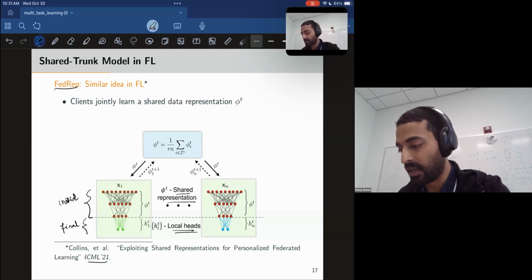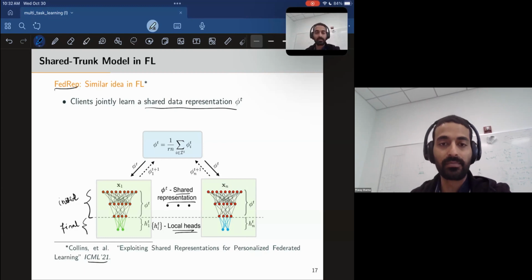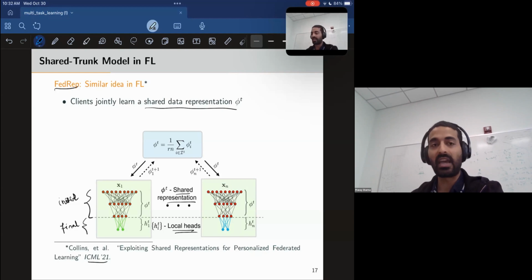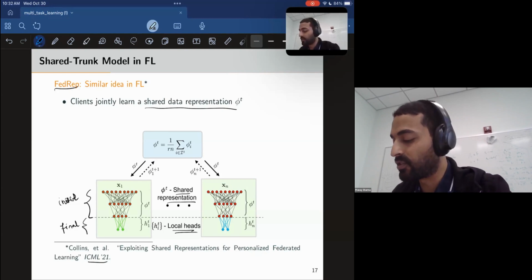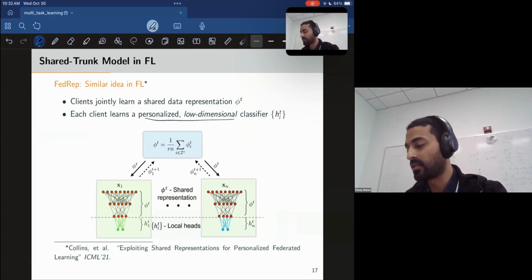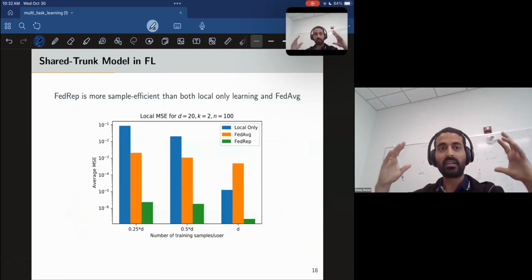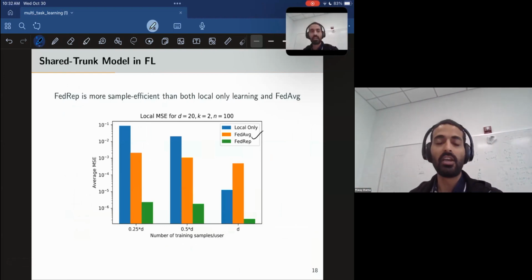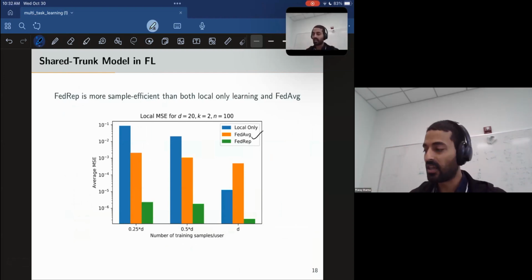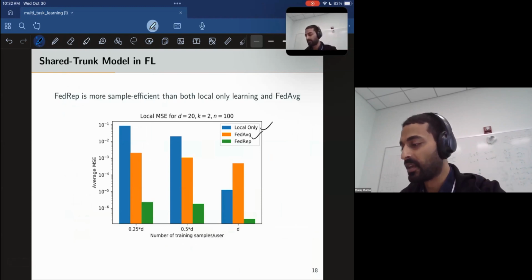And what this helped in doing was that the clients were able to learn a shared data representation, right? And as you can see, this is exactly the shared trunk architecture we just saw, and it had some benefits. So they learn personalized classifiers. And the benefits were the following. So you can look at the two extremes. One is Fed average, in which all the parameters are shared across all the clients. And the other extreme is local only, where all the parameters are specific to the client itself, right?